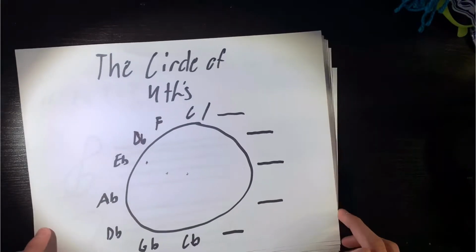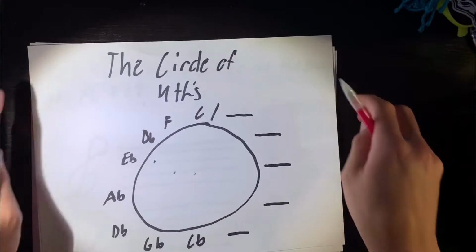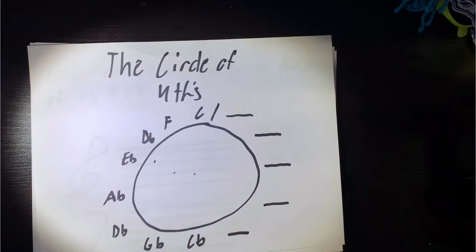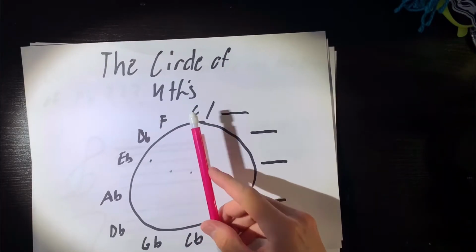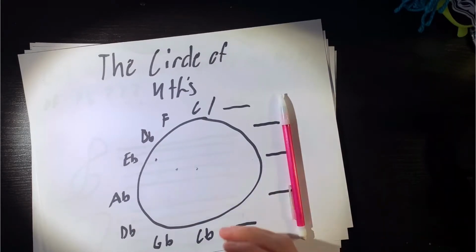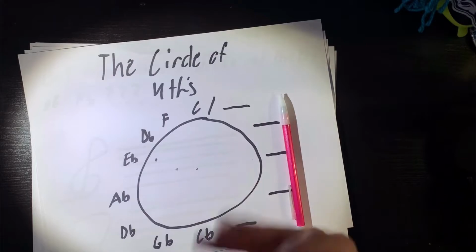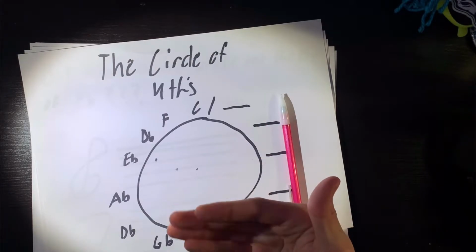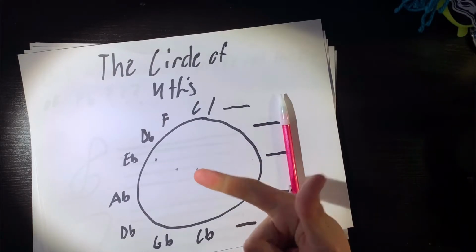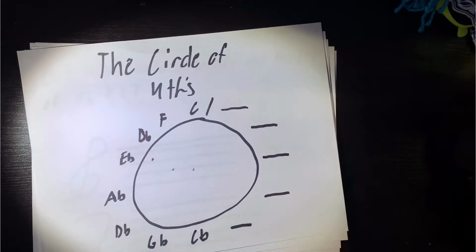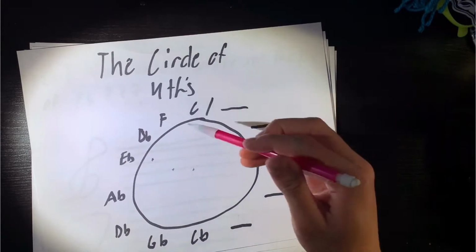So let's start with the circle of fourths. The circle of fourths basically gives us all of our flat key signatures by going up fourths starting on C. So we have C, 0 flats, F, 1 flat, B flat, 2 flats, E flat, 3 flats, A flat, 4 flats, D flat, 5 flats, G flat, 6 flats, and C flat, 7 flats. That's as far as you guys have gotten. But we could go around even more.